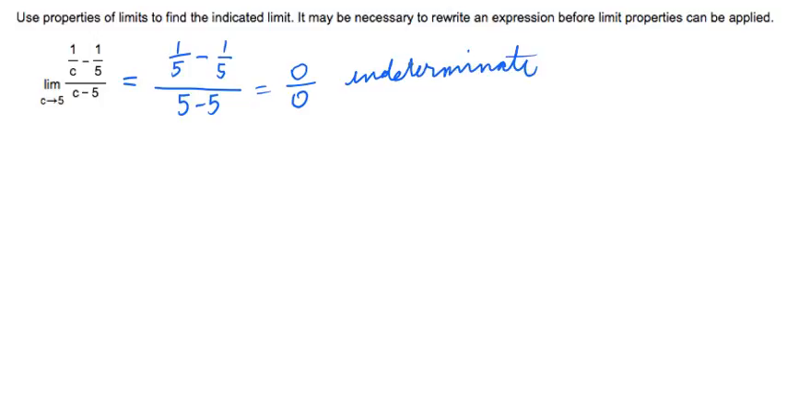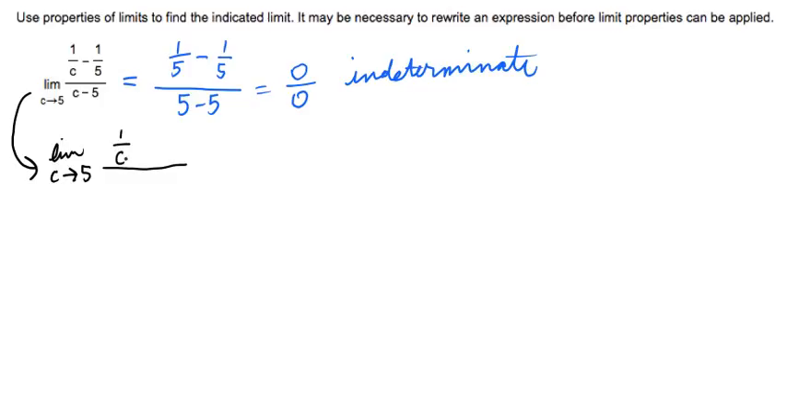So we need to find another way to find this limit. So we need to rewrite it somehow. The technique I'm going to use is to multiply by the lowest common multiple of those two little denominators over itself. Another common technique is to get a common denominator among these two fractions in the numerator and simplify. This technique is just a little bit shorter, a little bit easier.